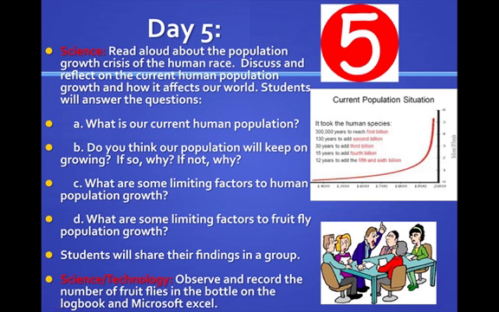Now, they have already learned the term limiting factors, which are some of the reasons that limit the growth of a particular species. Could be food or limiting space. What are some limiting factors to the fruit flies' population growth? And students again will share the findings in a group. Last but not least, they will again observe and record the number of fruit flies in the bottle on the logbook and Microsoft Excel.